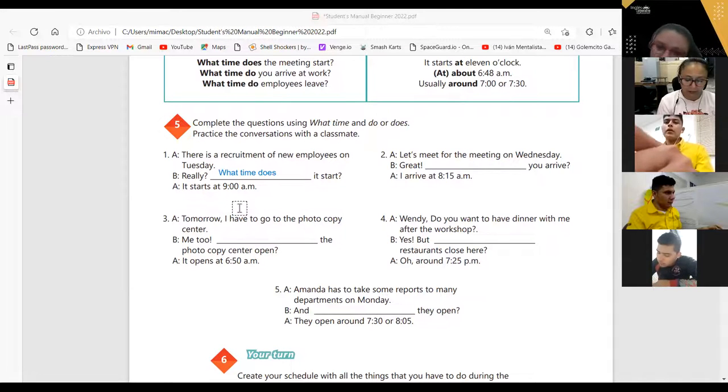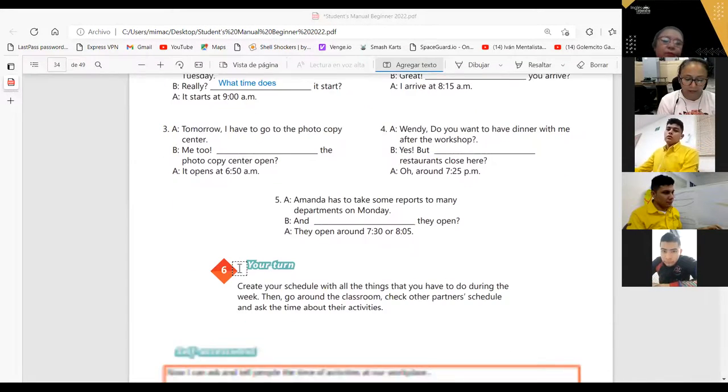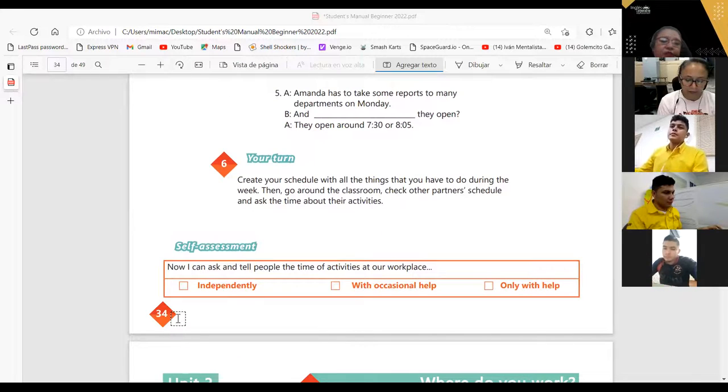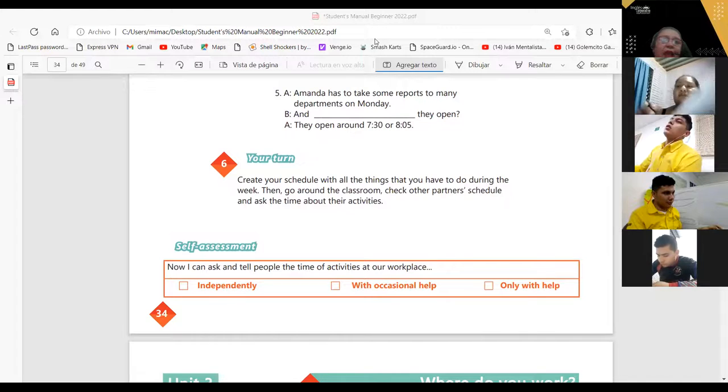¿Qué página del manual es la actividad? La 34. 34, gracias. At page 34, here you are. Okay, 34.